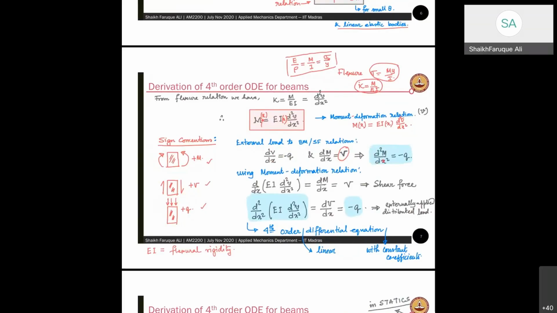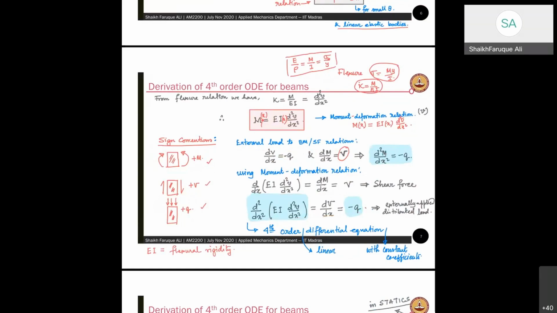So M can be replaced with EI d squared v by dx squared. Once you do that, you get the relations here. So V is d/dx of EI d squared v by dx squared, and minus q is d squared by dx squared of EI d squared v by dx squared. This is called a fourth order differential equation, and this is my governing equation of statics for a beam deformation.